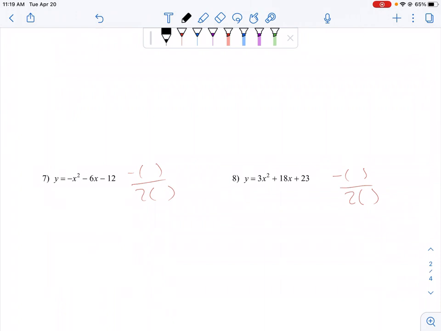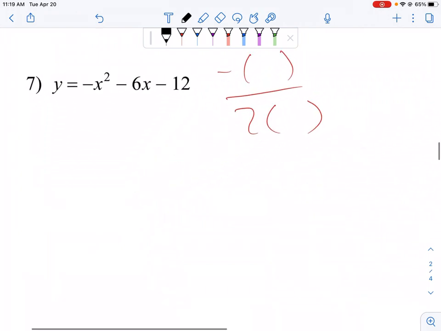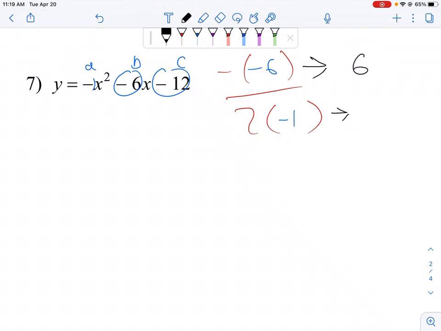Let's show you a couple more examples here. So again, a, b, and c. A is negative 1, b is negative 6, and c is negative 12. So negative b, so I'm putting a negative 6 there, over 2 times a. The opposite of negative 6 is positive 6, and 2 times negative 1 is negative 2. And then these reduce to make negative 3. So my axis of symmetry, x equals negative 3.